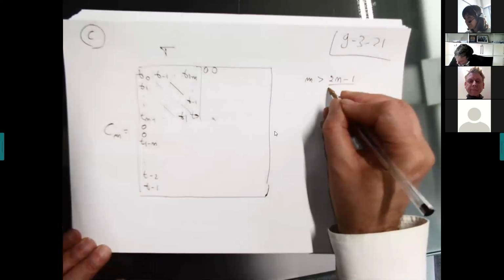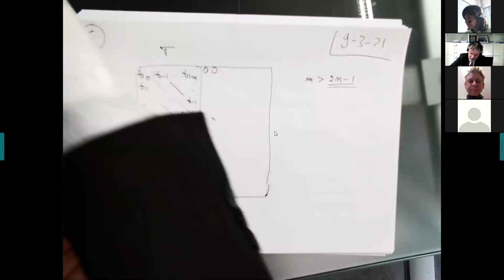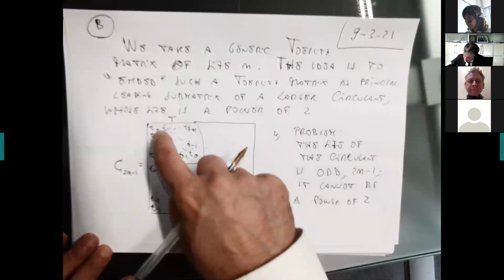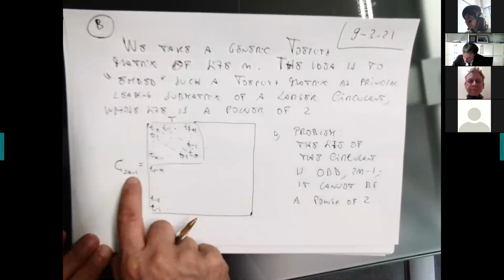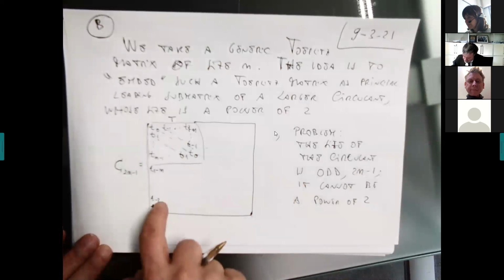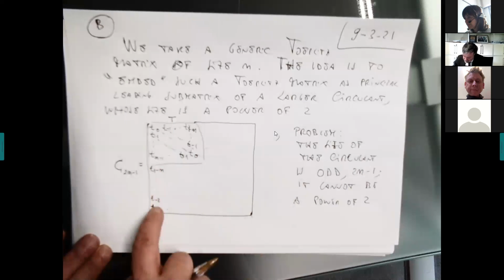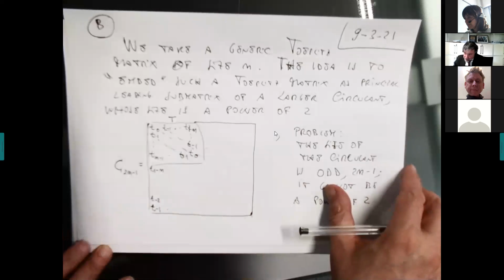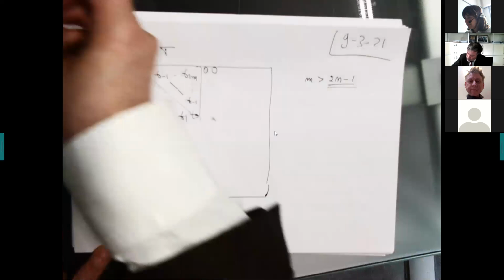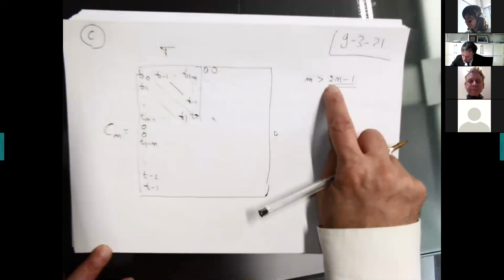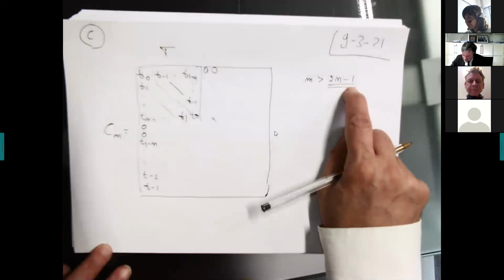Take into account that this is the constant. Is the constant because if the size is less than 2n minus 1, you cannot have the circulant that embeds this T. You see that these numbers are necessary. So it should be larger than 2n minus 1, strictly larger.